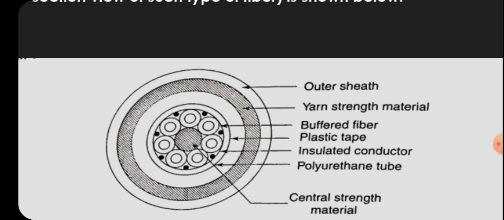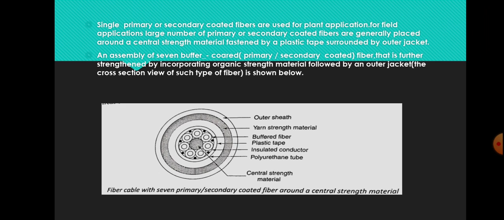7 fibers are there, and also in between the coated fibers, primary and secondary coated fibers, a dot point is shown there. That means here the dot points 1 2 3 etc. are shown, that indicates the insulated conductor, and all these structures are surrounded by plastic tape, and inside of the plastic tape it is filled with buffer, and above all there is a yarn or strength material, and there is an outer sheath also.